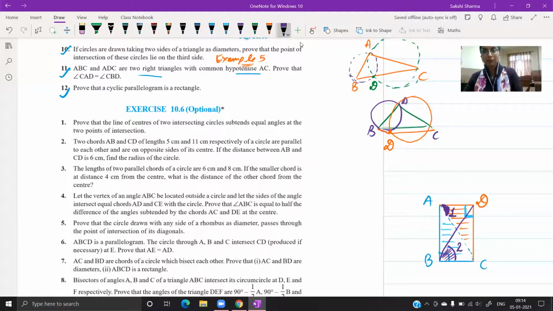हमारे पास क्वाड्रिलेटरल बन रहा है and on observing, इस क्वाड्रिलेटरल का एक pair of opposite angles is supplementary, angle B and D.